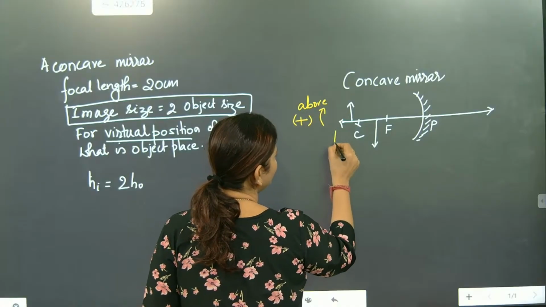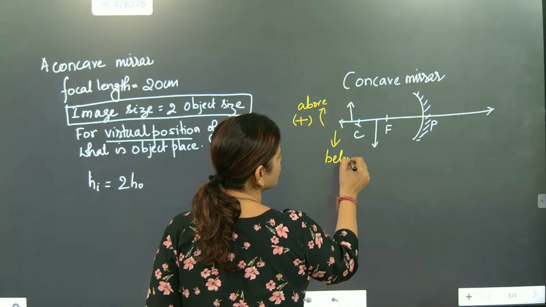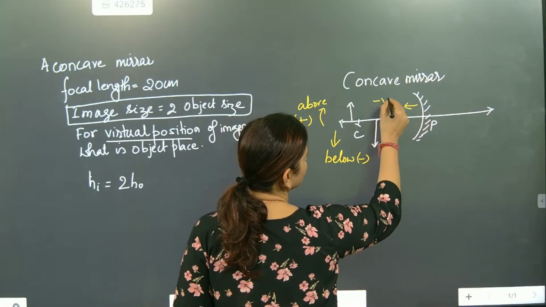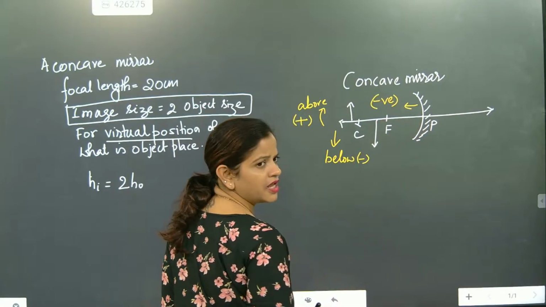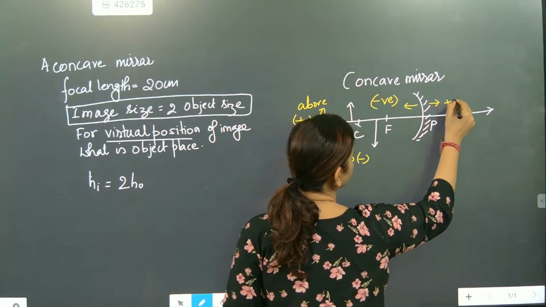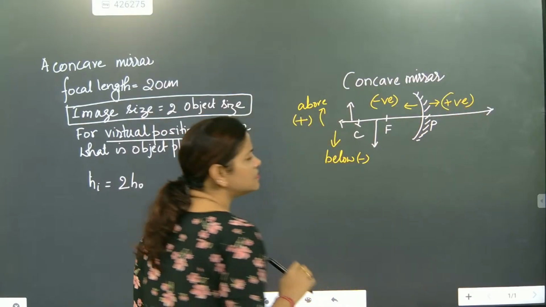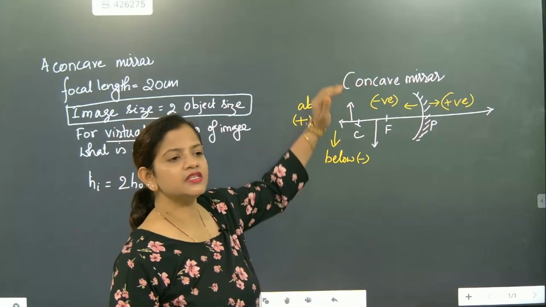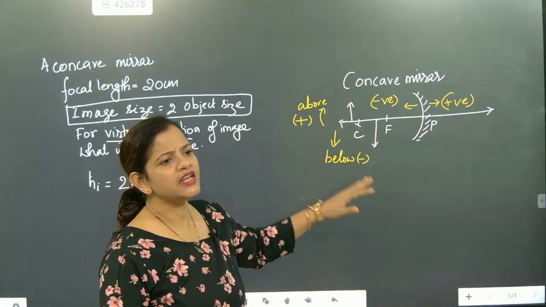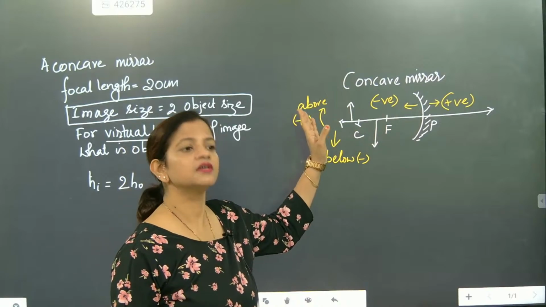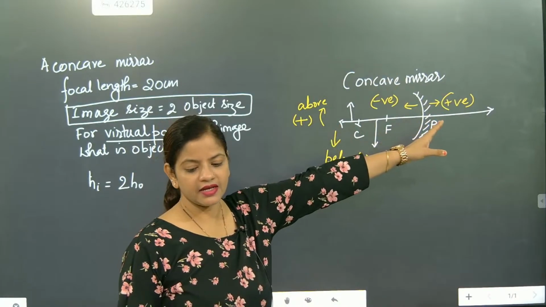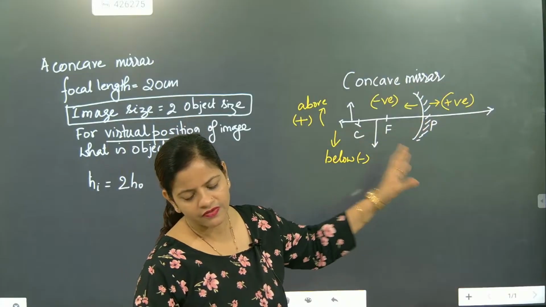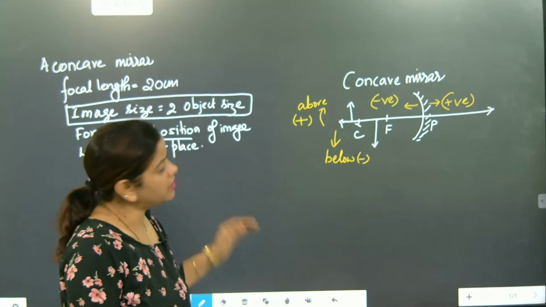is positive, below is negative. Understood? This side, in front is negative, in back is positive. So this is the sign convention. The sign convention is very clear. Up is positive, down is negative. Left is negative, right is positive. So this is the sign convention.